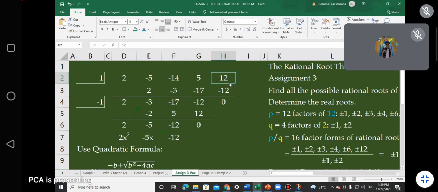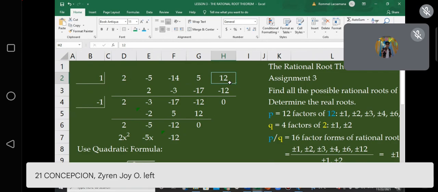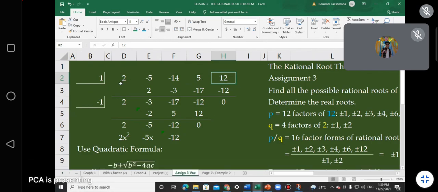That's what I'm referring to. You insert a zero if a term in the given polynomial is missing, and arrange. Don't forget that. Okay, let's go now here.